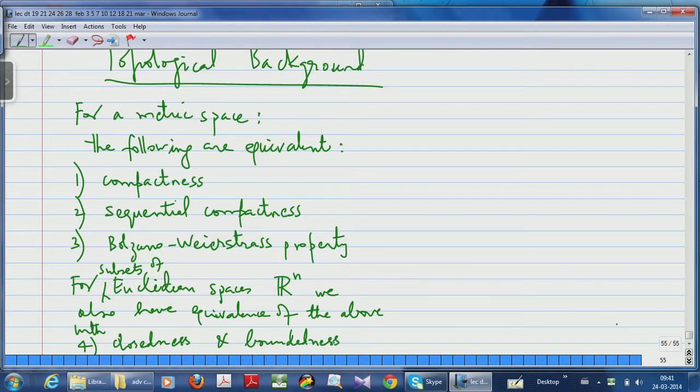Okay. So if something is closed and bounded, it is compact, and conversely. Mind you, what is the background of our trying to understand all this? The background is that you want to do this for a space of functions.